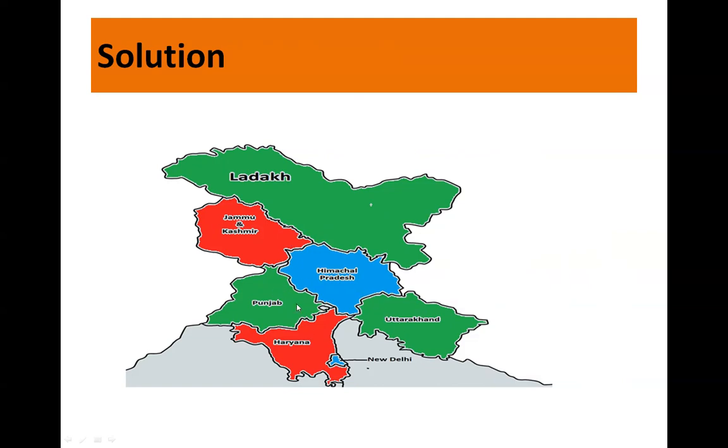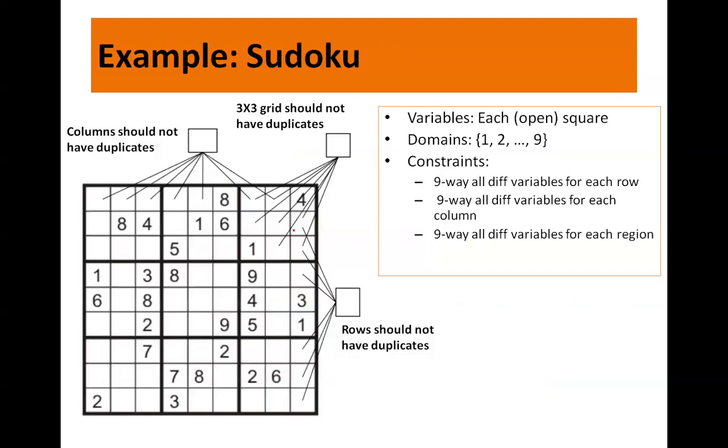Remember, these two are green, but they are not adjacent to each other. This is also green, but these are not adjacent to each other. And New Delhi, the smaller one, is only adjacent to Haryana. So I hope the concept of map coloring is clear. Another very famous example that comes whenever we talk about CSP is Sudoku, right?